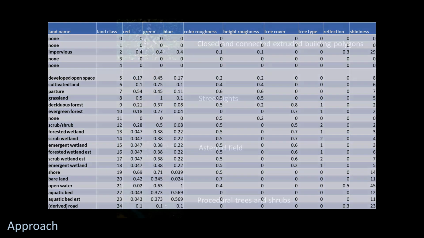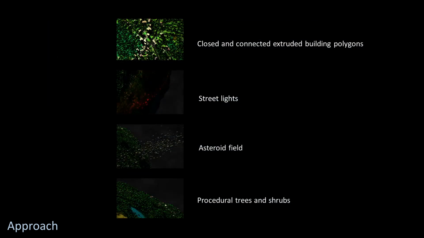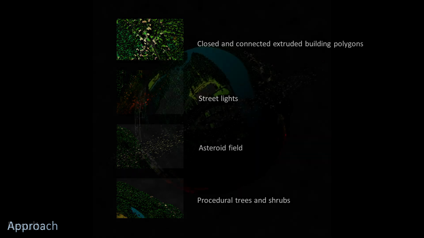I use the other geospatial data layers to create the geometry that are attached to the planet. I create closed and connected extruded building polygons with correct normals. I create streetlights by sampling points along each side of every road. I create an asteroid field in the middle of the planet to hide some of the symmetries that are there. And I create procedural trees and shrubs based on the land types.